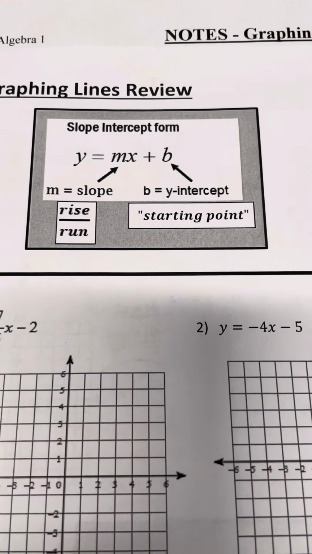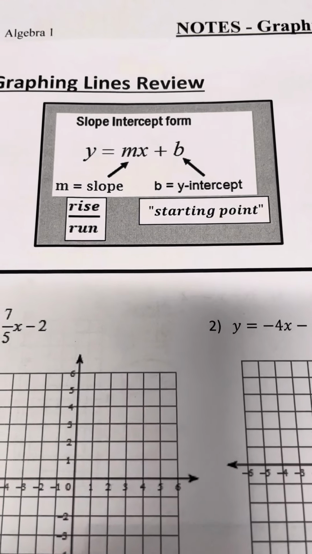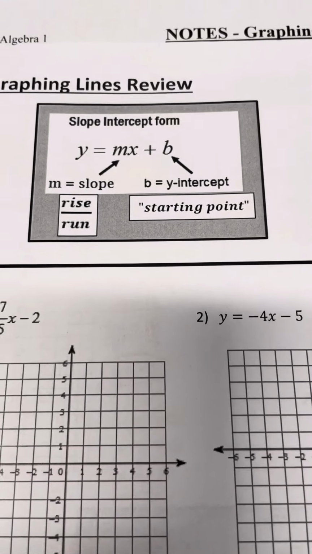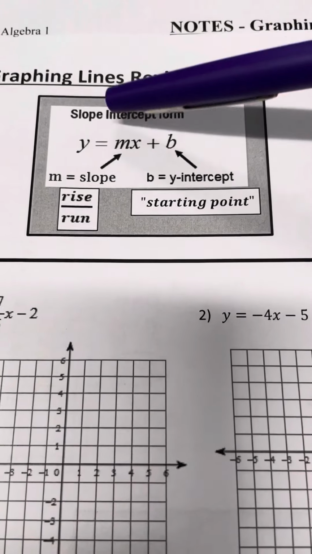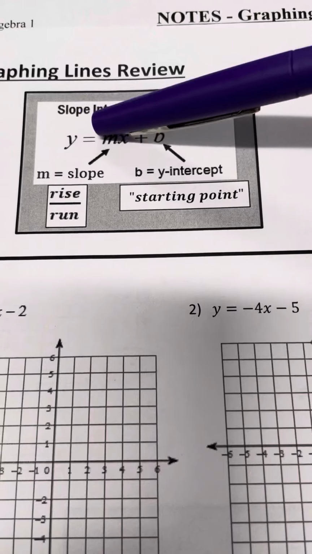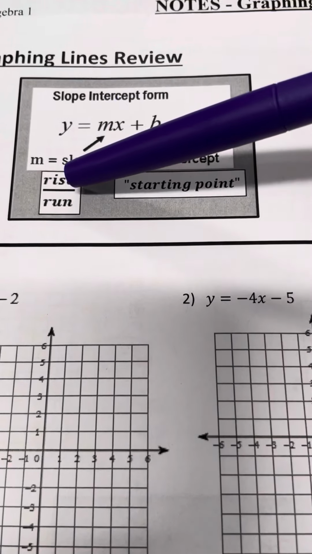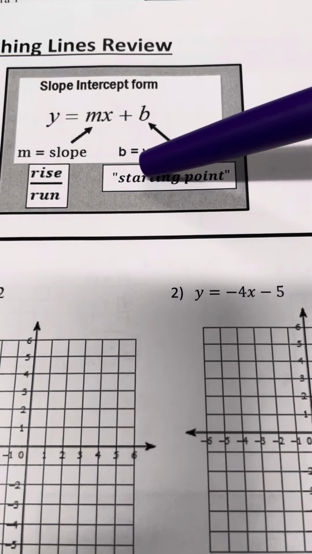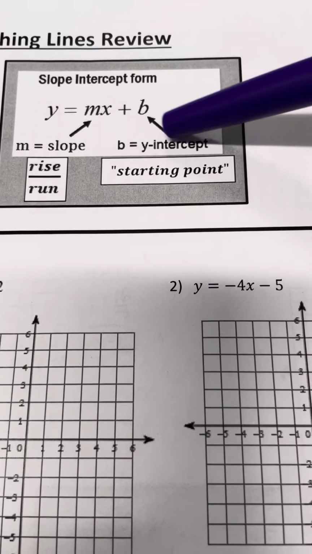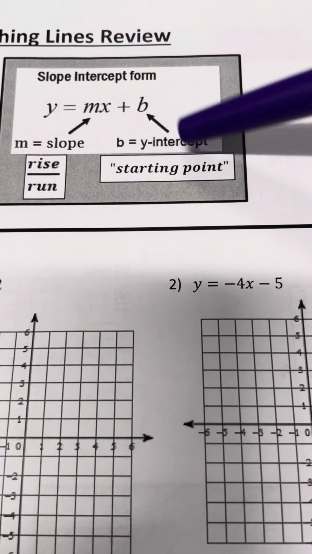So today we're going to be talking about graphing systems of equations. And just as a reminder, slope-intercept form is y equals mx plus b, right? Where m is the slope, so rise over run, and b is your y-intercept. That's your starting point, okay?